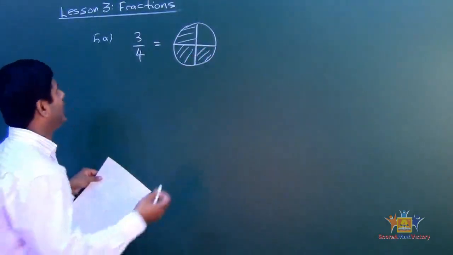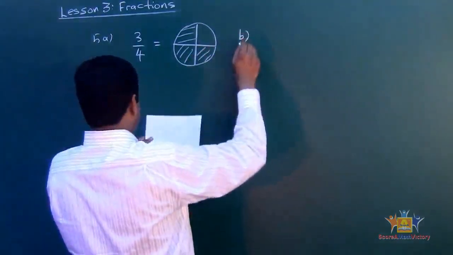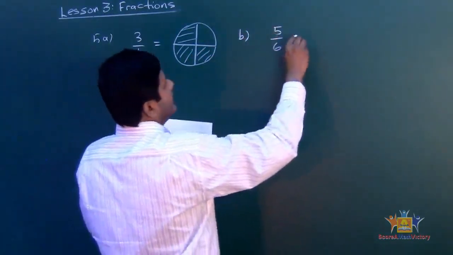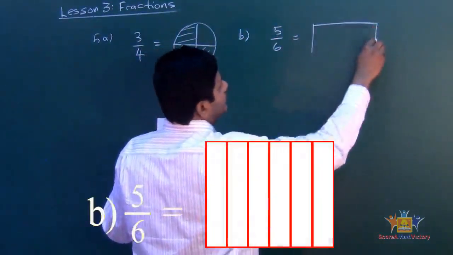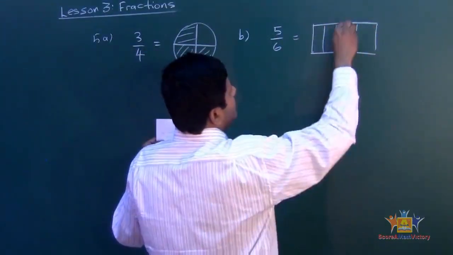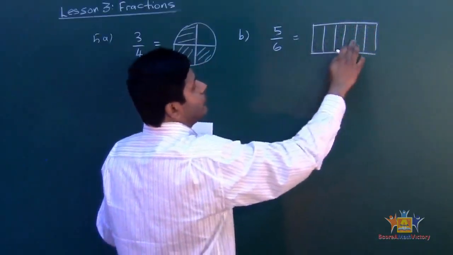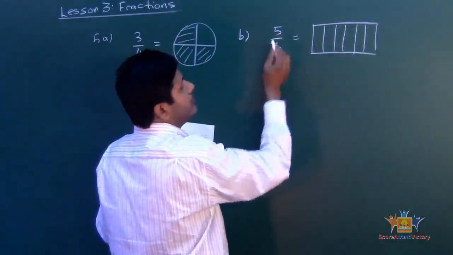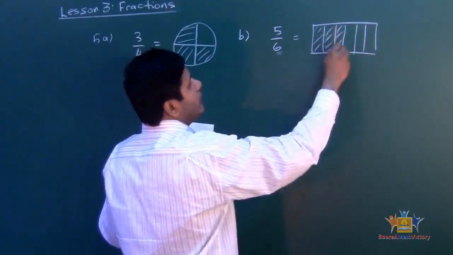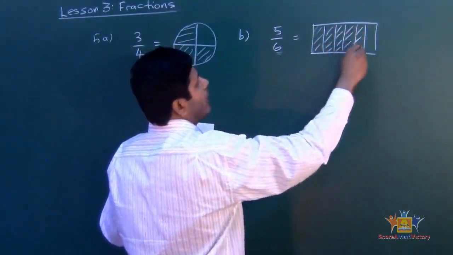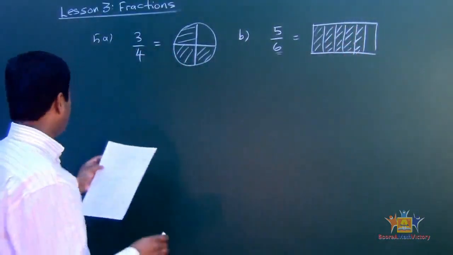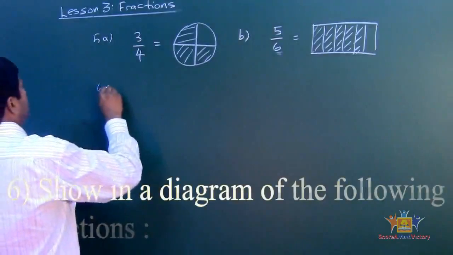Pretty easy, isn't it? Okay, so let's look at B. Now B, you're given 5 over 6, and then they gave you a rectangle. How many sections? 6 sections. All right, 1, 2, 3, 4, 5, 6. See that? And how many do they want? 5 to be shaded. 1, 2, 3, 4, 5. See that? Pretty easy, isn't it? Straightforward.